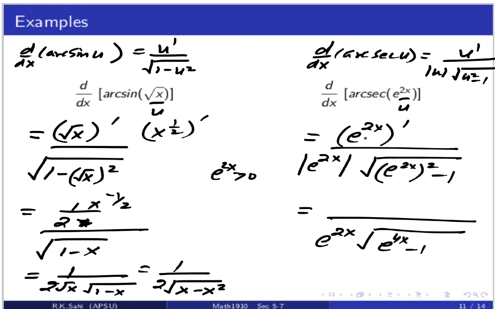Now differential of e to the power 2x, chain rule, e to the power 2x into differential of 2x, which is 2, which I can write in the front. Now notice e to the power 2x is common. You can do the simplification. You can easily see that. What do we get? The final answer, 2 over square root e to the power 4x minus 1.